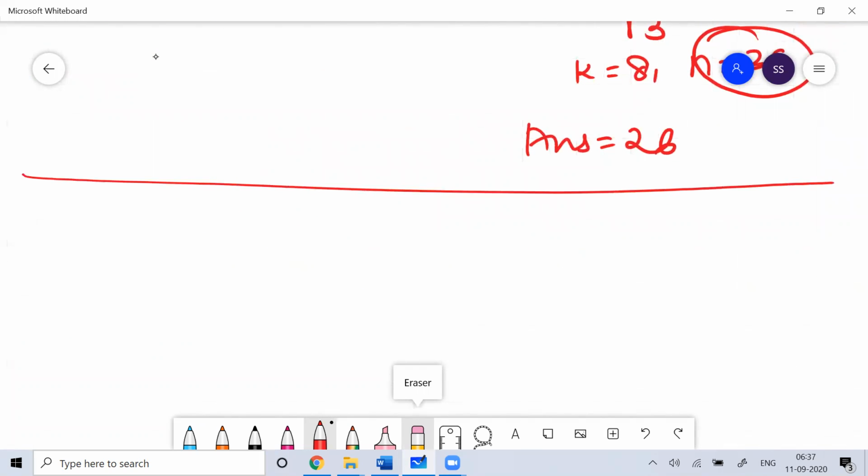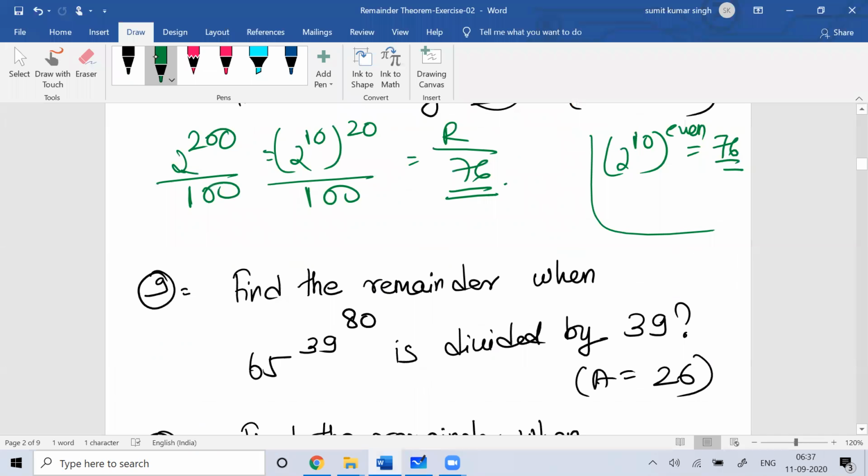So this is the Chinese remainder theorem. I have already started discussing that in my previous video.